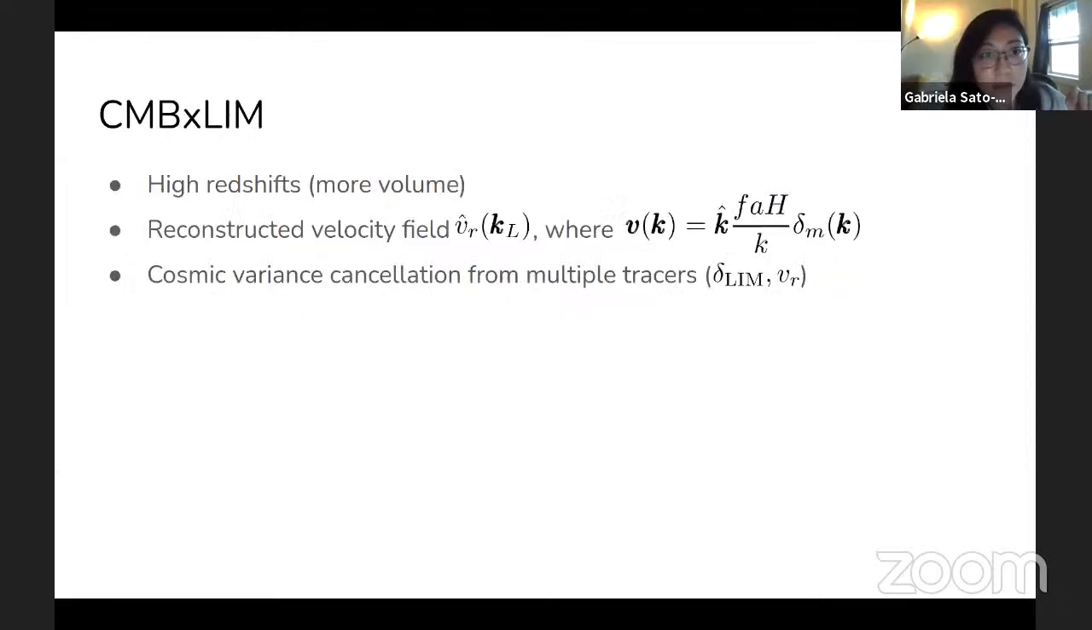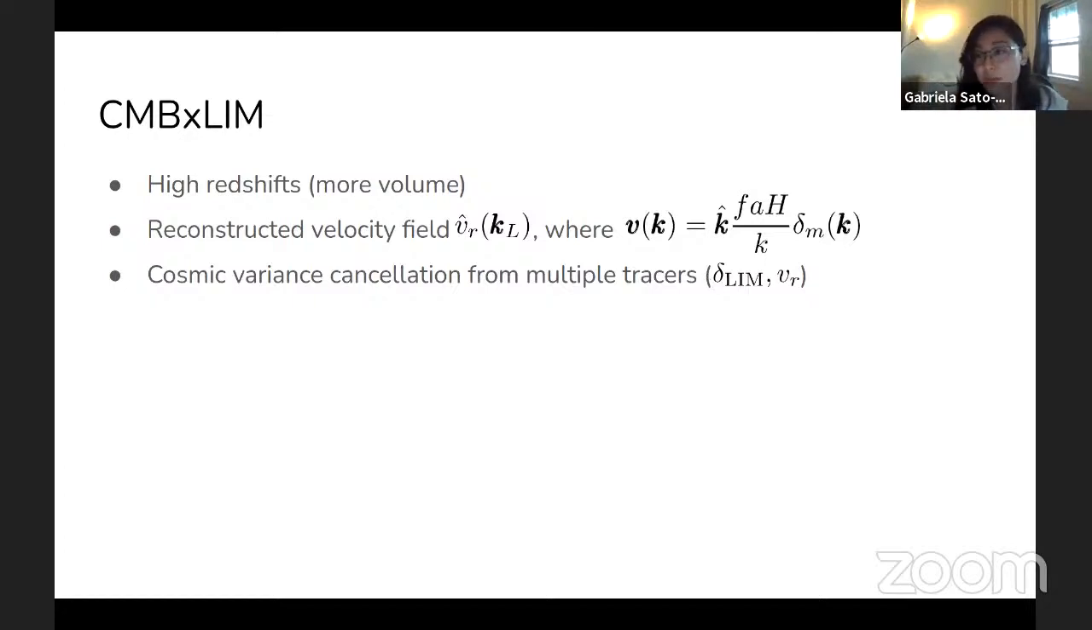Essentially, line intensity mapping gives us this opportunity to probe these very difficult to access volumes of the universe. We're pushing to higher redshifts, which gives us more volume in the universe to probe. We can also reconstruct the large scale velocity fields. And if you recall from the continuity equation, the velocity scales as inverse k. So for very large scales, small k, this recovery gets better and better, and you're probing these very large density modes.